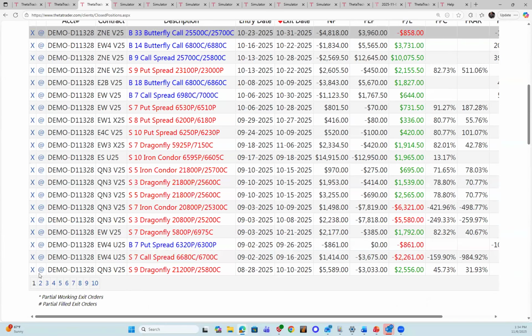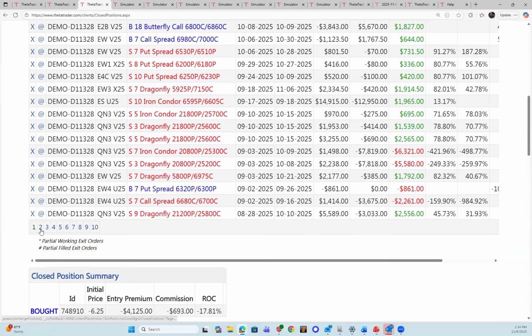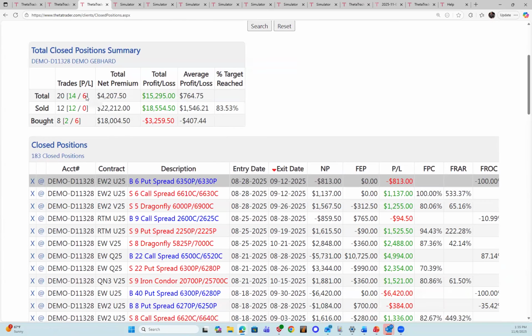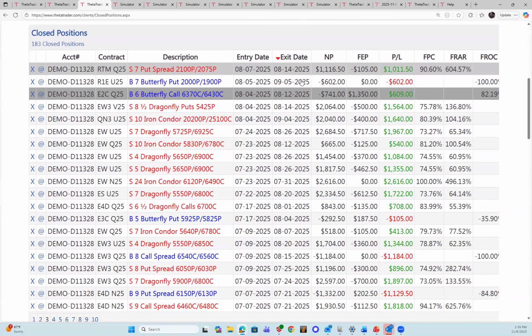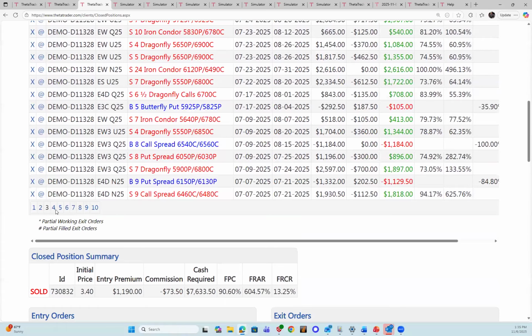So there are 20 trades on this one page, and if you want to look at the next 20, you could go this way. Again, you can see 14 winners, 6 losers, and 12 out of 12 short option strategies were winners. Let's go to the third page. This is going back to entry date July, so you can see all the demo trades here. Again, you've got 16 winners, 4 losers, but the short positions were 15 winners and 0 losers. And then we can go just one more.